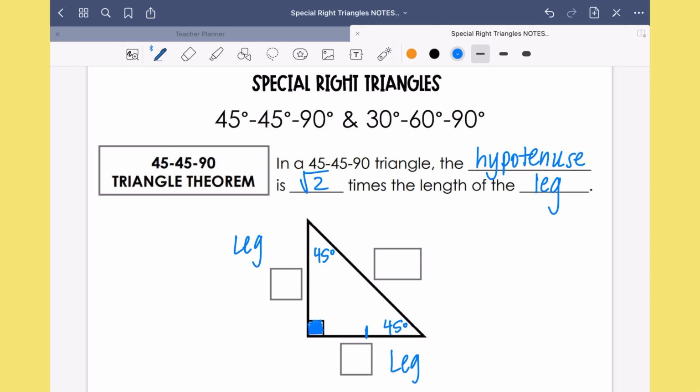What is the name of the triangle that has two sides that are the same length? It is an isosceles triangle. Two sides are the same. So it's very easy to figure out the side lengths because two of them are the same. So let's label it. These two are going to be x and x since they're the same.